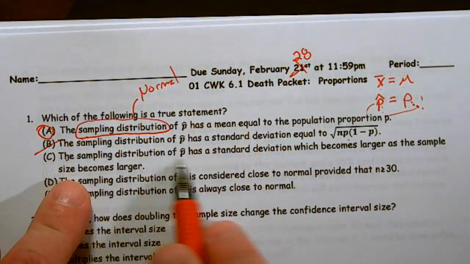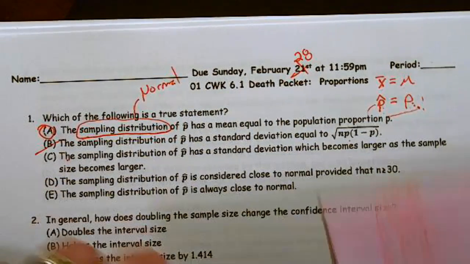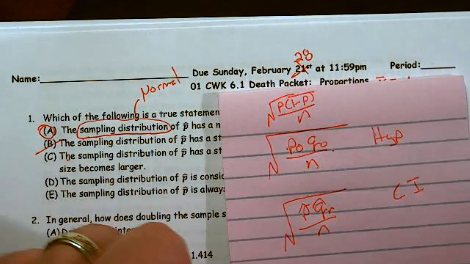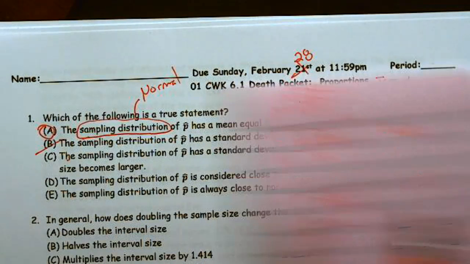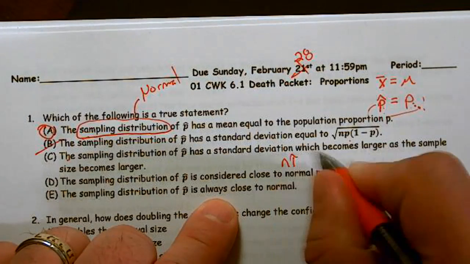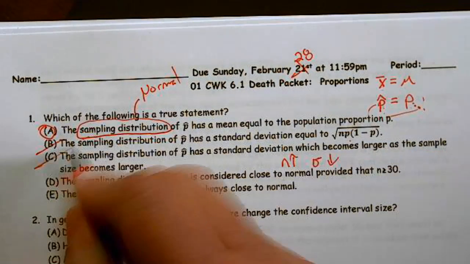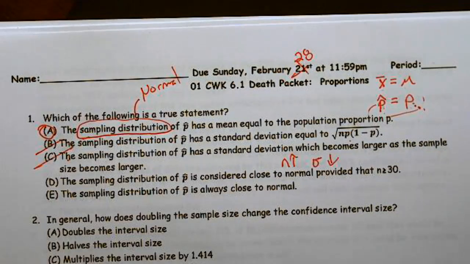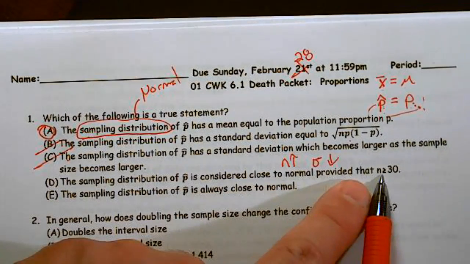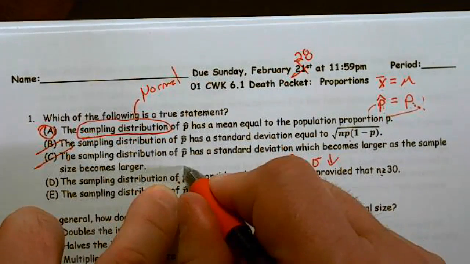C: the sampling distribution of p hat has a standard deviation which becomes larger as the sample size becomes larger. Well, as n gets bigger, n is in the denominator, it's dividing. So as n goes up, our standard deviation decreases. They move in opposite directions. The sampling distribution of p hat is considered close to normal provided n is greater than 30. That is not true of p hat. That is true of s.